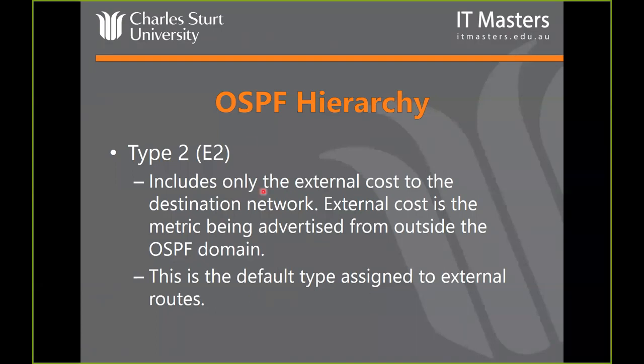Type 2 routes are the default type assigned to any route that comes into the network externally. So whether that's coming in via redistribution from EIGRP or RIP or coming in statically, whatever the case may be, that's assigned as a type 2 route.